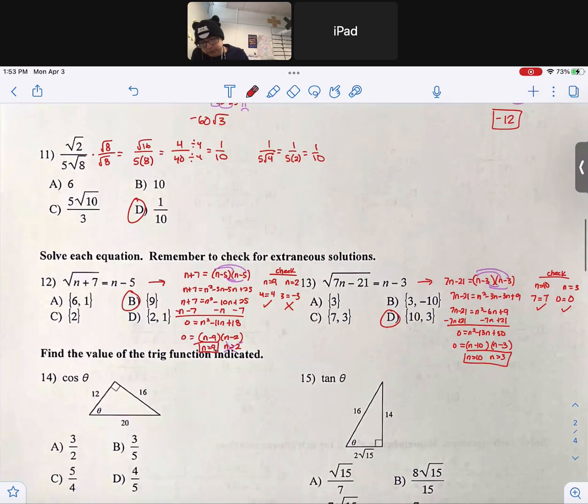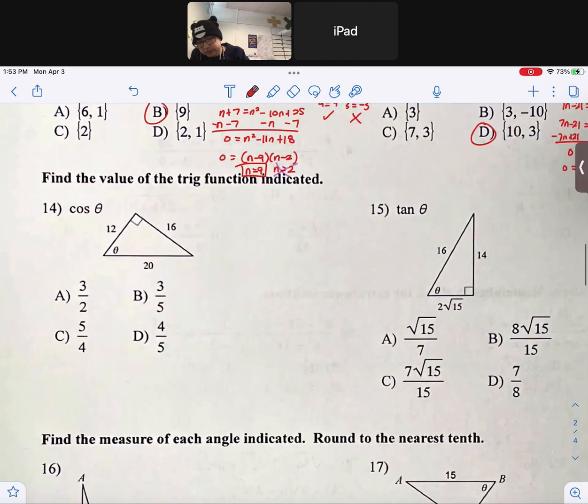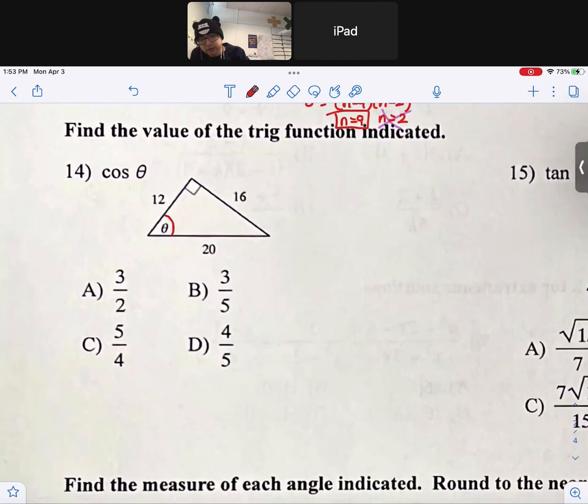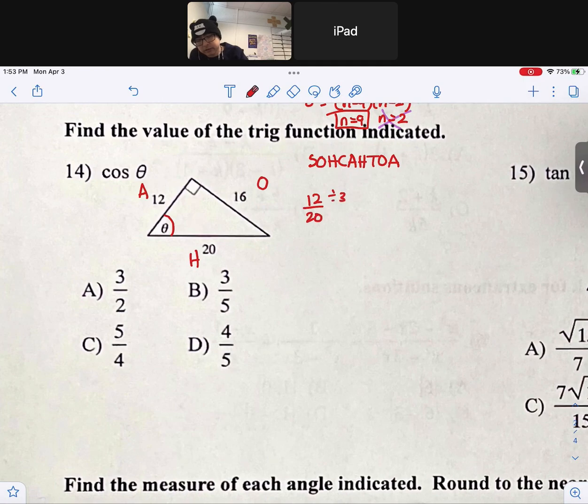And now let's get to our trig, right? So cosine theta. So we gotta figure out which one. You guys should definitely use SOHCAHTOA, right? So with this angle, the side length opposite to that, the furthest side length is 16, the furthest side, so that's opposite. The one across from the 90, that's going to be hypotenuse, and the one right next to the angle, that's adjacent. So cosine uses adjacent and hypotenuse. So adjacent over hypotenuse, and then from here, you guys, you just simplify the fraction. 3/5.